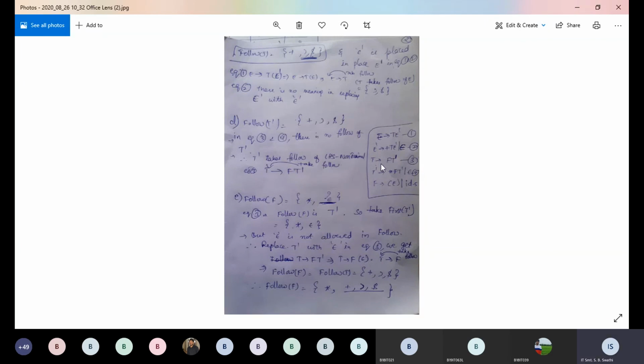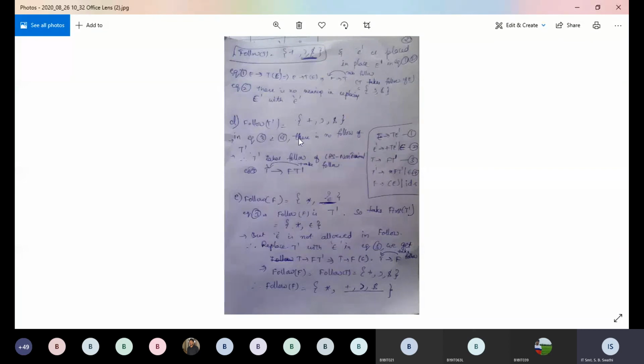It will take directly from follow of T. Follow of T we have computed previously. So those are plus comma and dollar. And in the fourth equation, after T dash, there is no element. Again, it should borrow from its parent. But here the parent is the same. Parent and child are both the same. So we neglect this equation. There is no meaning in this when parent and child are the same.